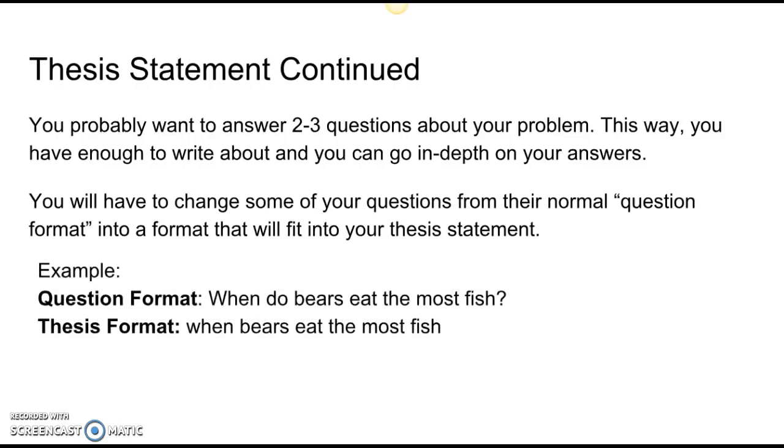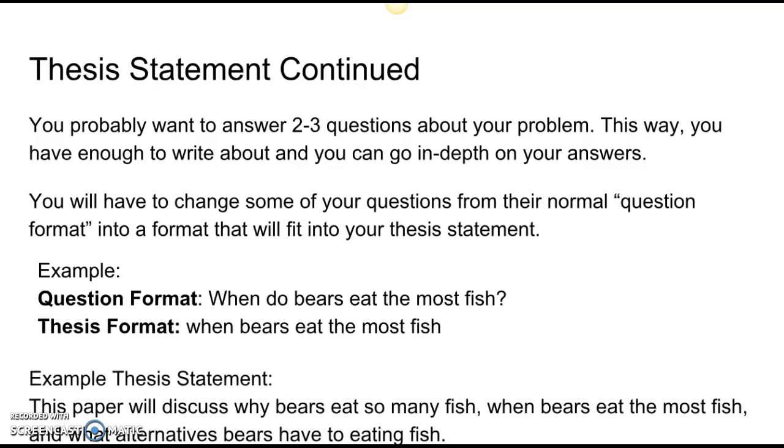If the question format is, when do bears eat the most fish? Then the thesis format that will fit inside my sentence is, when bears eat the most fish. And here's the whole example. This paper will discuss why bears eat so many fish, when bears eat the most fish, and what alternatives bears have to eating fish.